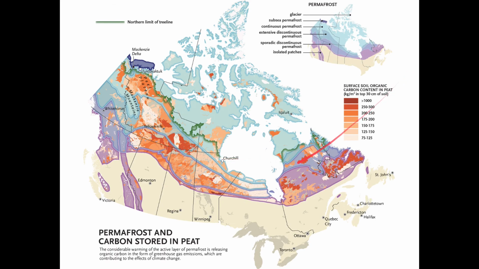And here is a more recent study showing kilograms of organic carbon in the soil in the top 30 centimeters per square meter. So the darker the color, the more carbon there is to be released as it thaws. And then looking at glaciers and permafrost and how thick the permafrost is. The bottom line to this diagram is there's a lot of carbon in Canada and permafrost, and it's going to melt and get released to the atmosphere.